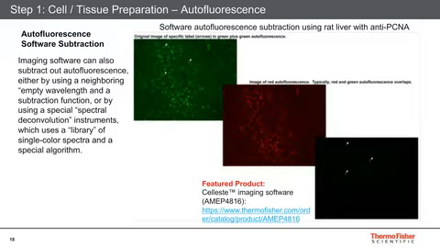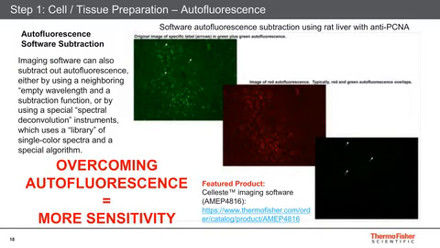There's also special instruments out there from certain microscopy companies for spectral deconvolution, where single color dye samples are used to make a library of dye spectra, and then it subtracts that spectrum from your specific image. Remember, overcoming autofluorescence means more sensitivity to give you a better, more publishable image. It's all about signal to background.